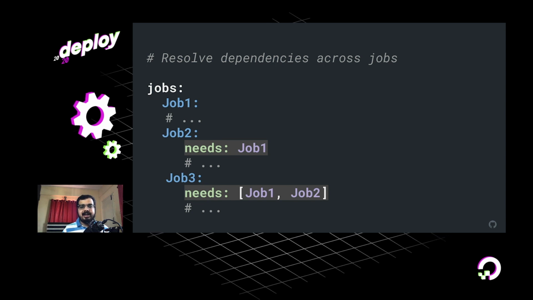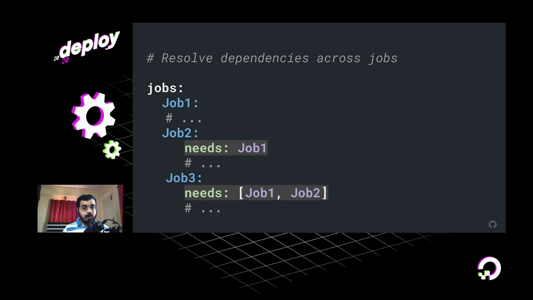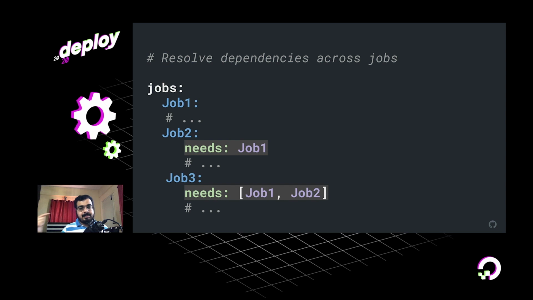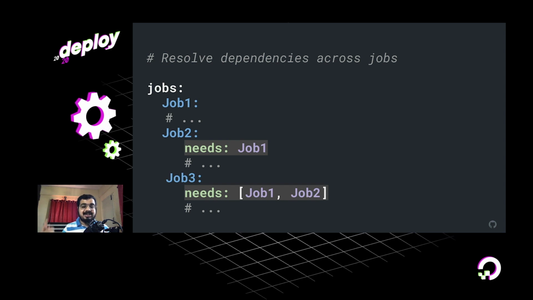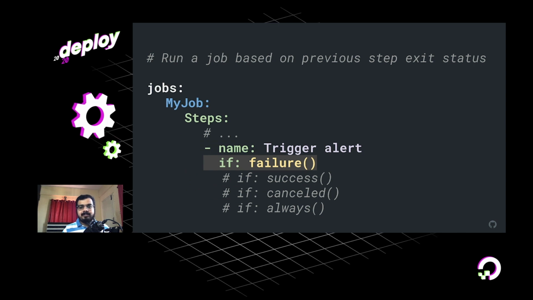Here you can see that job 1 is independent, which starts off first, and then job 2, for it to start, it needs job 1. And then for job 3, similarly, job 1 and job 2 should be completed successfully. You can manage these dependencies as well.